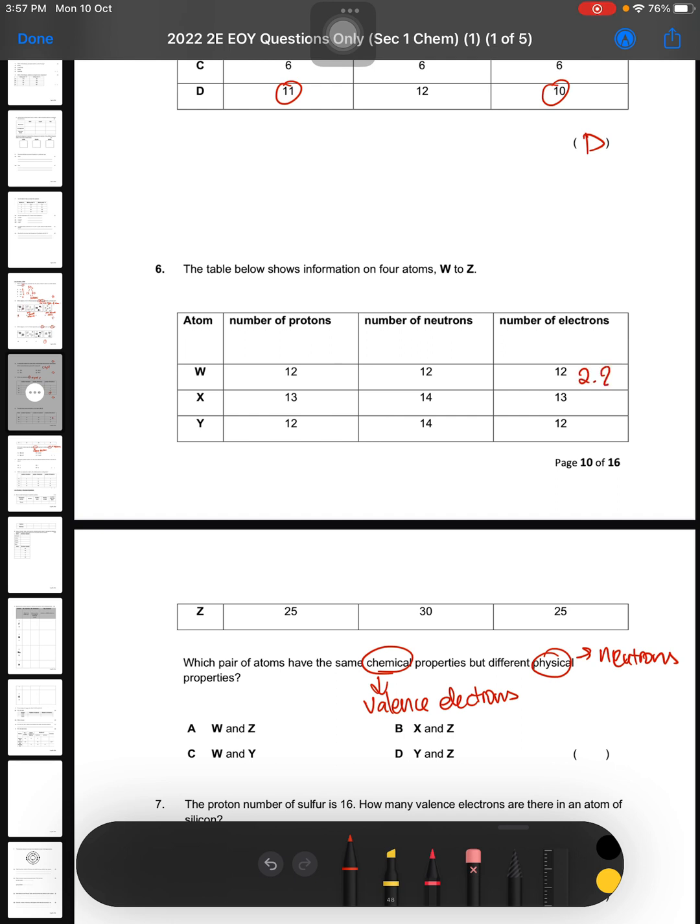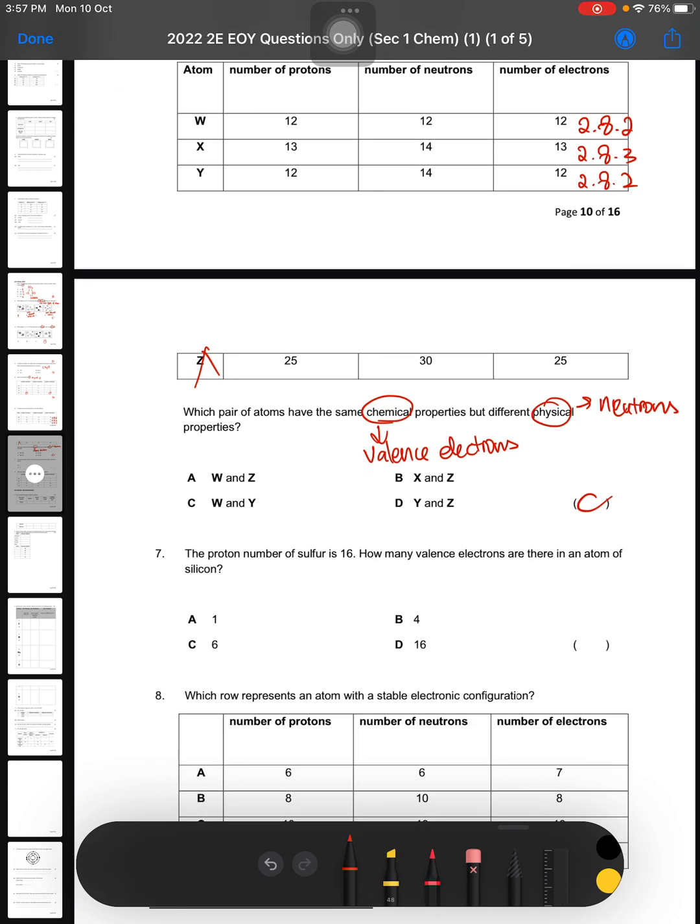W will be 2, 8, 2, X will be 2, 8, 3, Y will be 2, 8, 2, and Z will be 2, 8, 8, 2, 5. No, actually it's 15, but we don't have to care about this. So Z is definitely out of the picture. We're looking at W and Y. W and Y will be the answer, C.